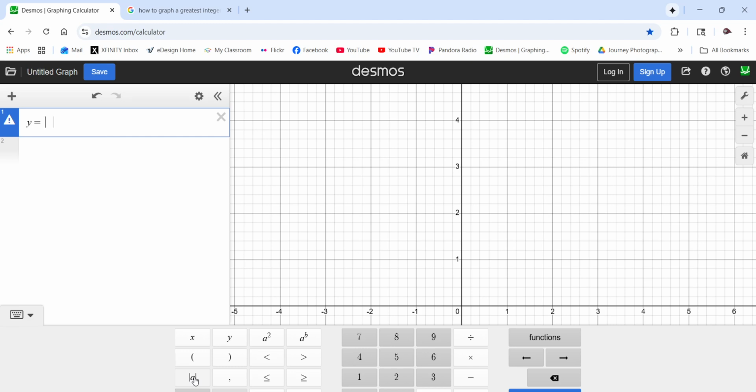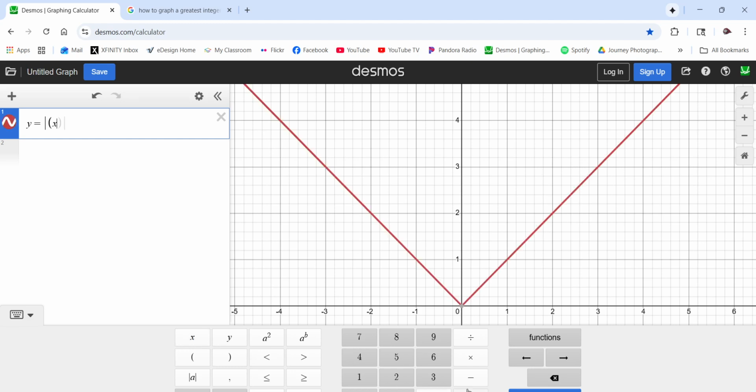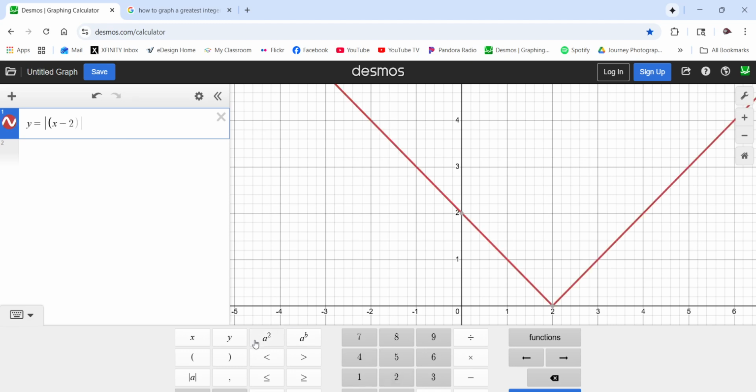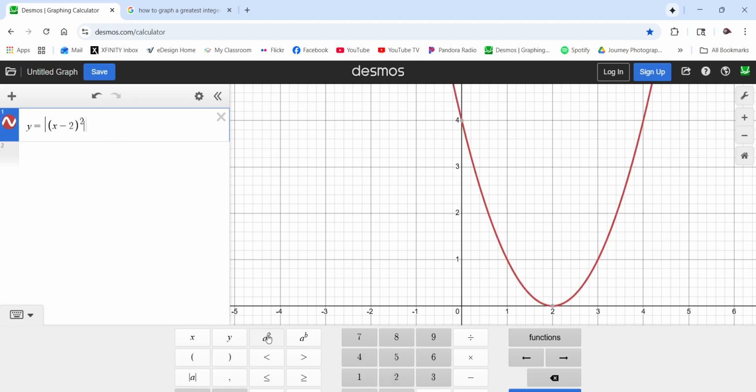All right, so we've got the absolute value of, now I'm going to put a parenthesis, let's see, x. Now, I didn't put a squared yet, so it looks like a V, doesn't it? All right, let's go minus 2. I'm just going by what I have in my notes. Now, look at that. So we squared it, but I'm not done yet. Minus 3.